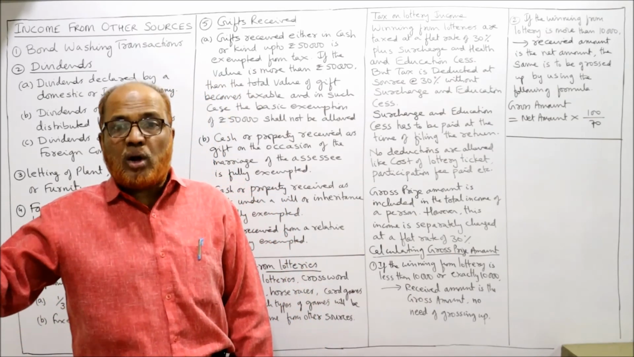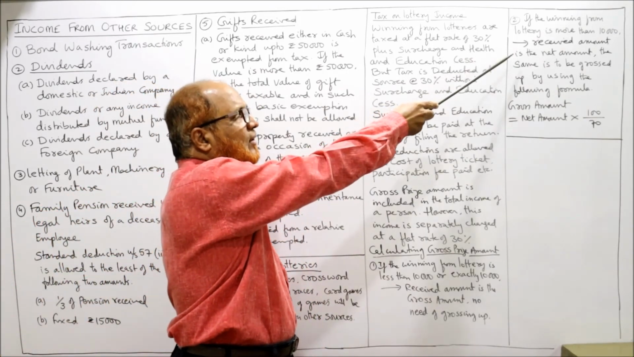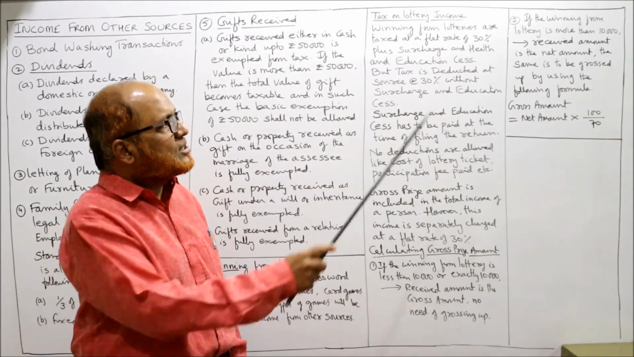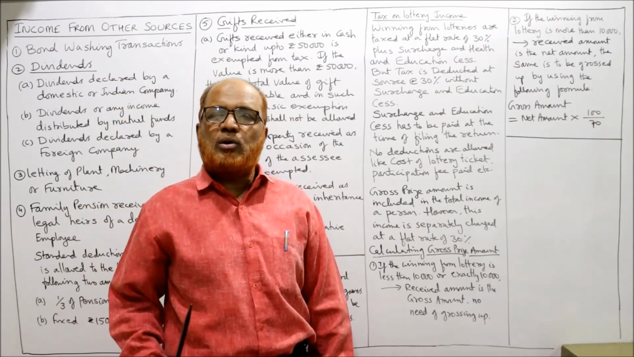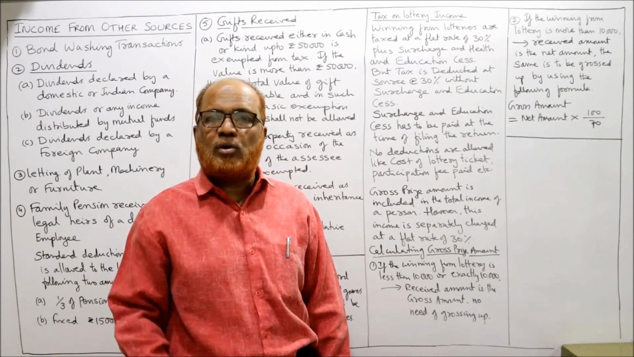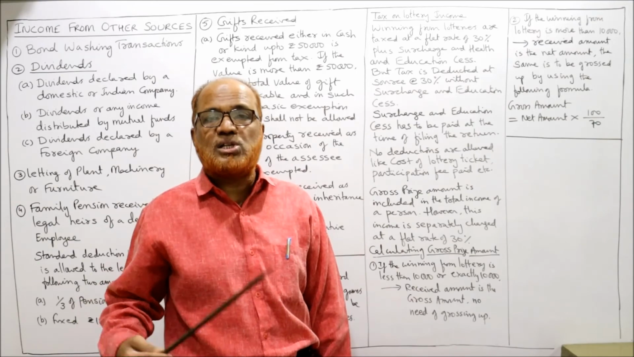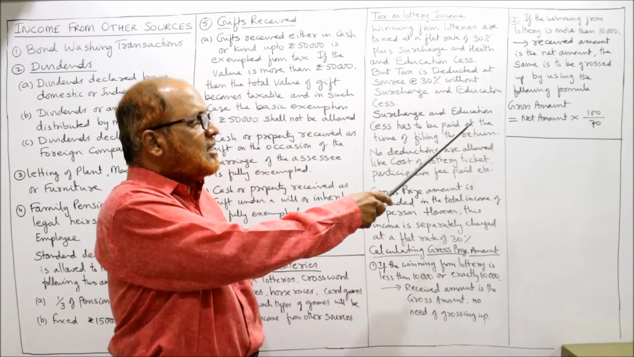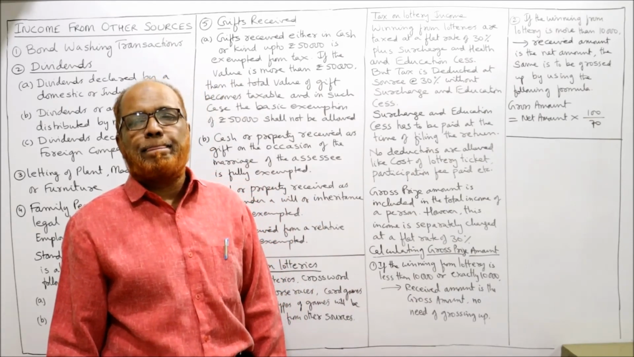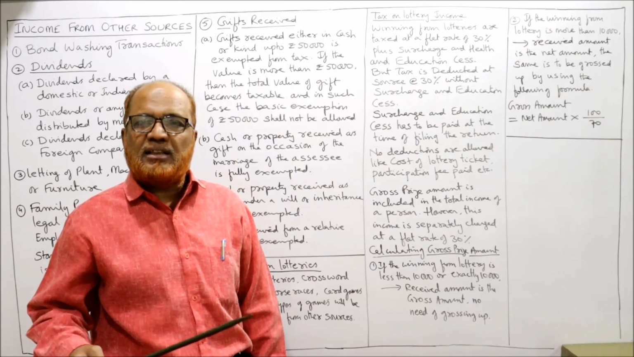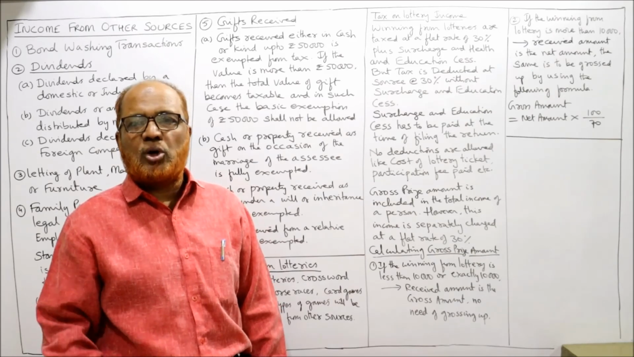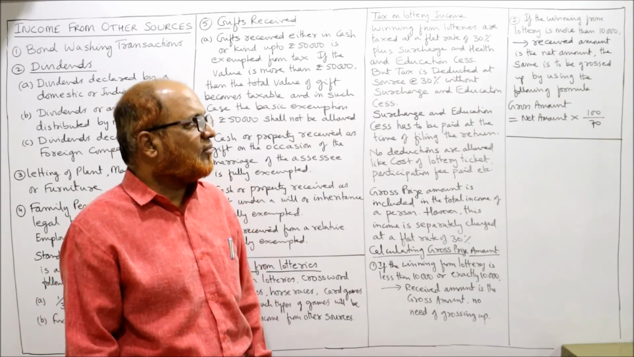If the amount is more than 10,000, here is the provision. If the winning from lottery is more than 10,000, then the received amount is the net amount, so the same is to be grossed up. We have to gross it up. How to gross up? The formula is gross amount is equal to net amount into 100 by 70. By using this formula, we are converting the net winning from lottery to the gross amount. This is the method of grossing up.